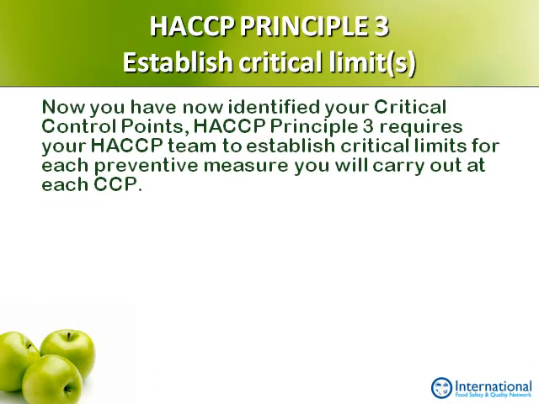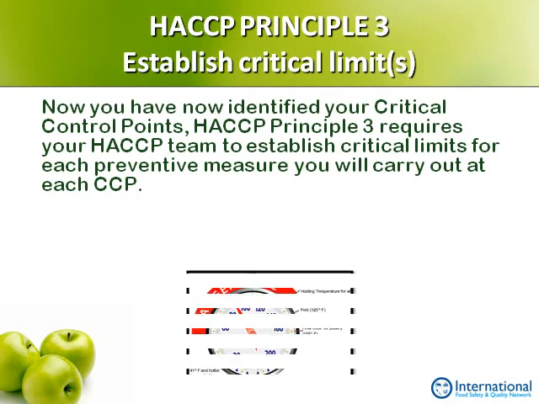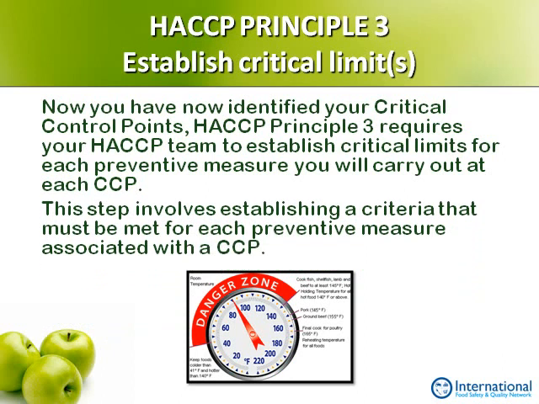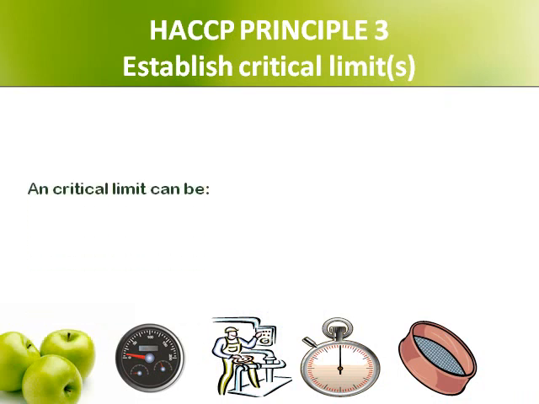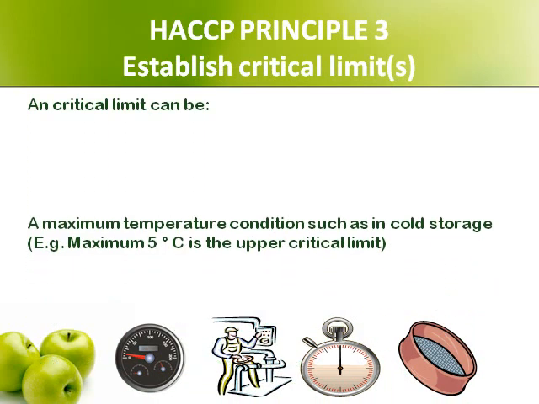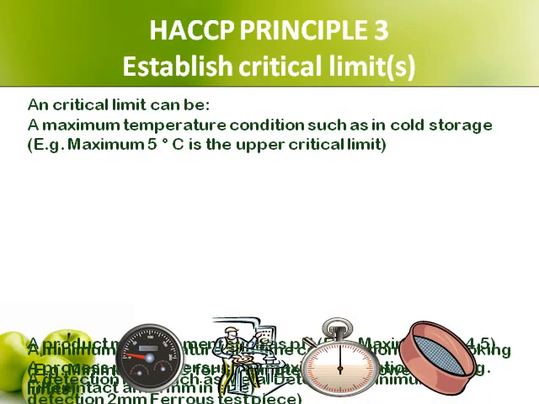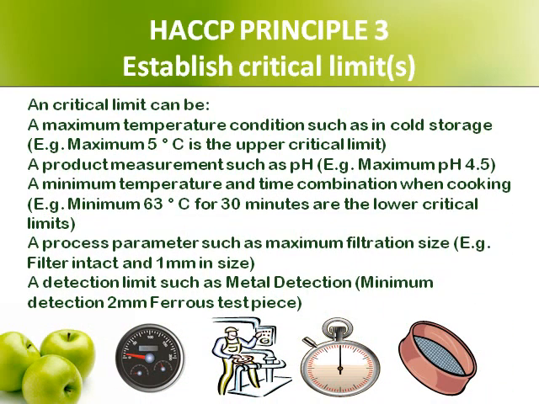Now you have identified your critical control points. HACCP Principle 3 requires your HACCP team to establish critical limits for each preventive measure you will carry out at each CCP. A critical limit can be a maximum temperature condition such as in cold storage, for example maximum 5 degrees Celsius, is the upper critical limit.